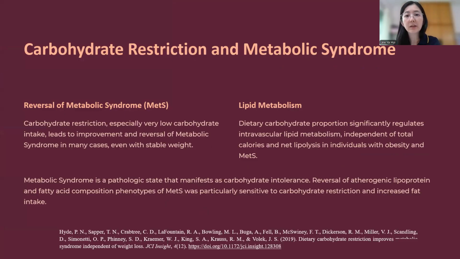So, carbohydrate restriction and metabolic syndrome. Metabolic syndrome means that they have 5 highs. If you have 3 out of 5, you are already considered to have metabolic syndrome. The 5 include high abdominal fat, meaning the waist circumference is very big. You have high glucose, high blood pressure, high lipids, meaning your triglycerides, and you have low HDL, the good lipid. You don't have very good numbers. So these are the metabolic syndrome.